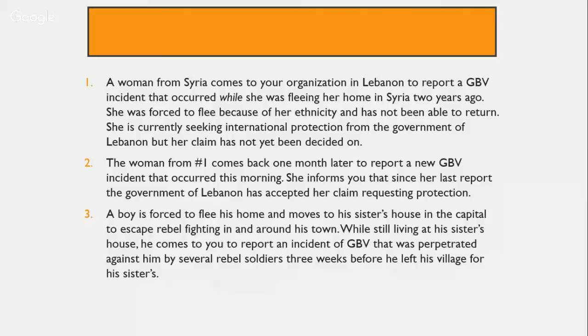A boy is forced to flee his home and moves to his sister's house in the capital to escape rebel fighting in and around his town. While still living at his sister's house, he comes to you to report an incident of GBV that was perpetrated against him by several rebel soldiers 3 weeks before he left his village for his sister's. What is his stage of displacement at time of incident?